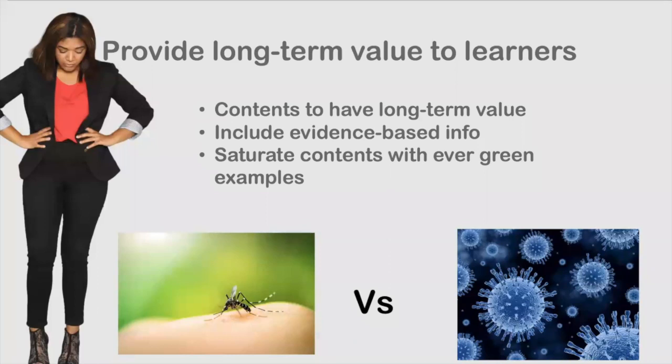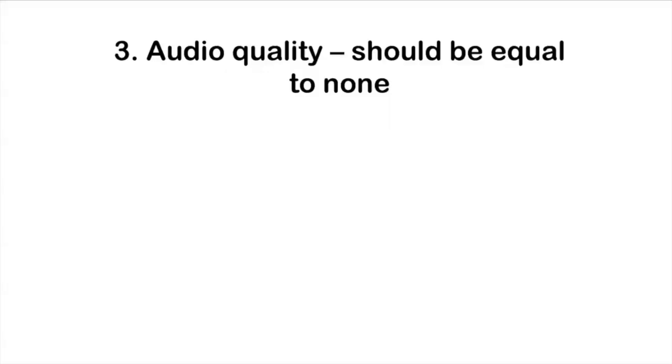So contents have to have long-term value. They have to include evidence-based information. You have to saturate contents with evergreen examples. If you're going to be talking about fever, obviously it makes sense to start talking about malaria more than talking about viruses. All right. The quality of delivering the information must be second to none.